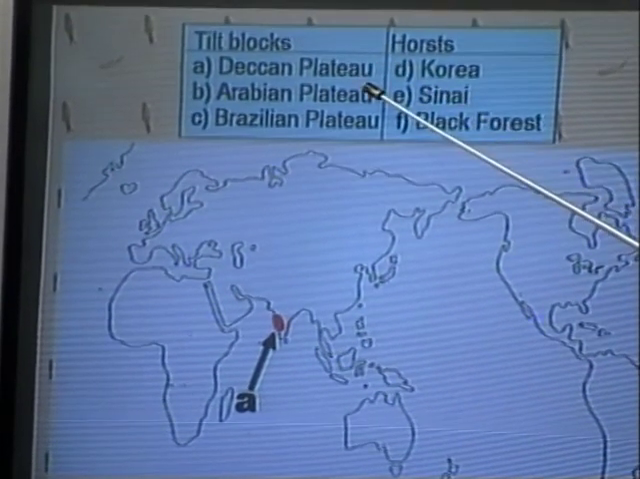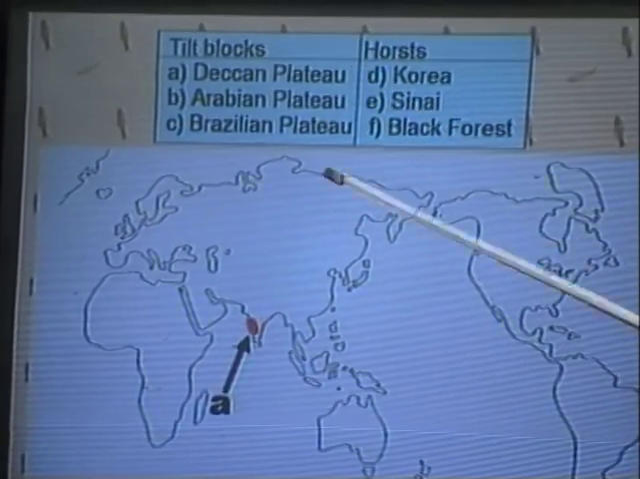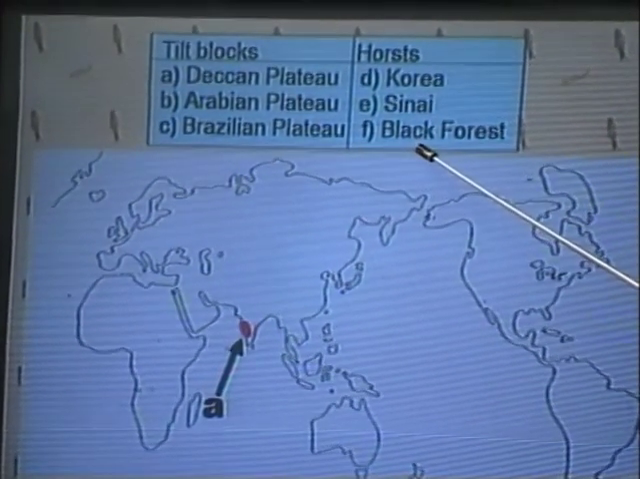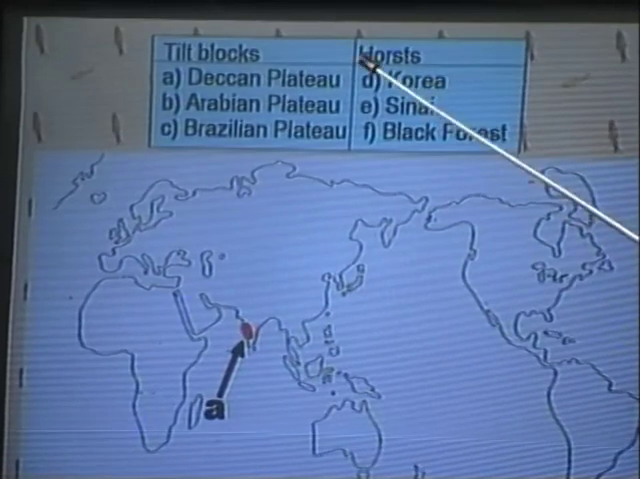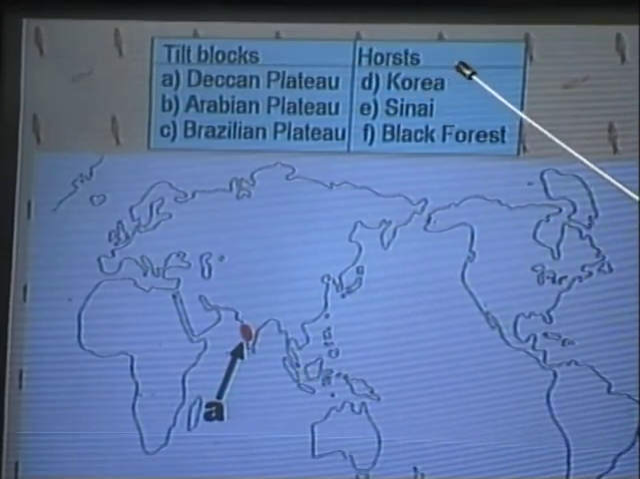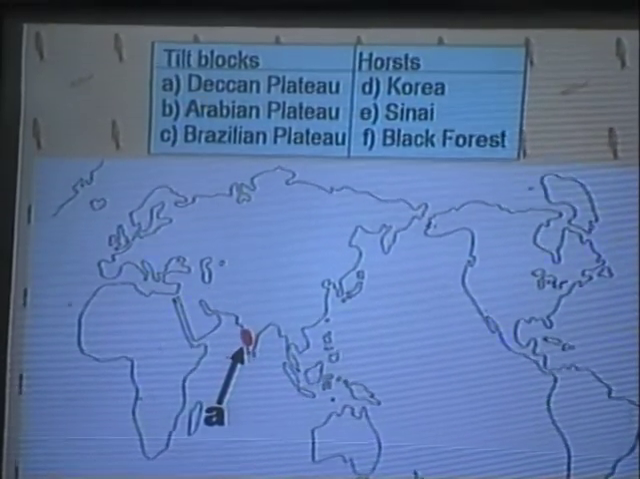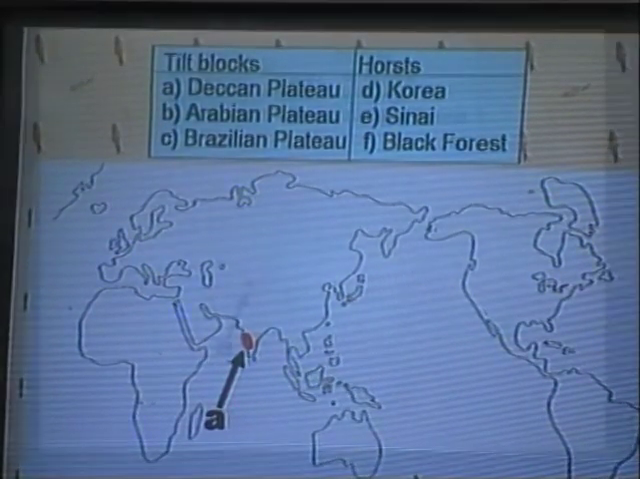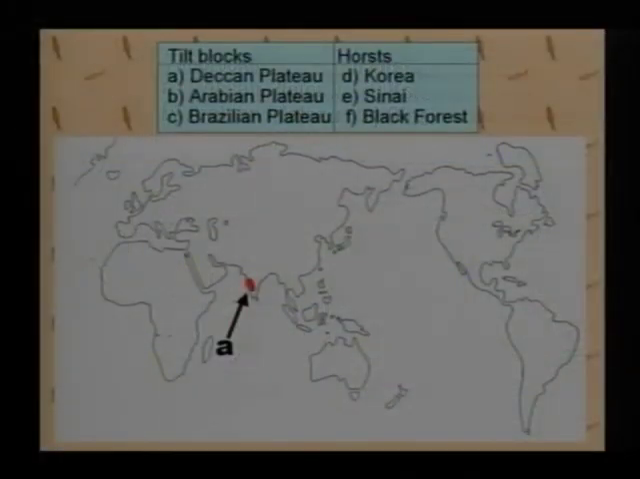We're following the information as lettered A to F on our monitor here. A to C will show the tilt blocks. D to F shows examples of horsts. Okay, we check in India, the Deccan Plateau. Let's look at the second one, which is the Arabian Plateau.